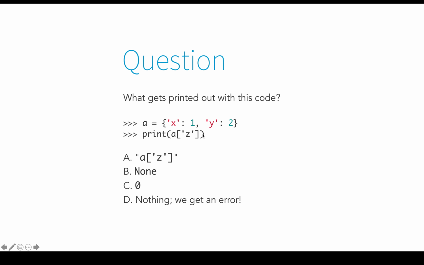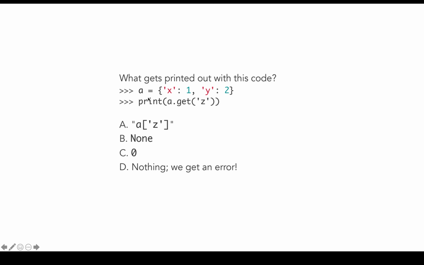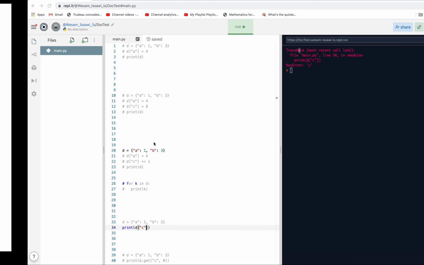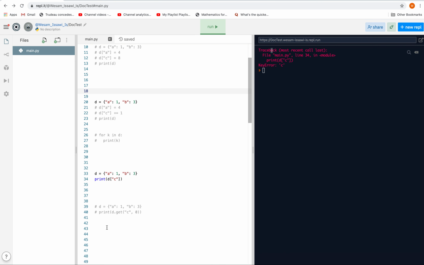So if I print A[Z], like I said, we did that earlier, it gave me an error. Now what gets printed out with this code? Print A.get(Z). Well, if we use Z and it's not there, what do we get? We get None. And we can see that over here.